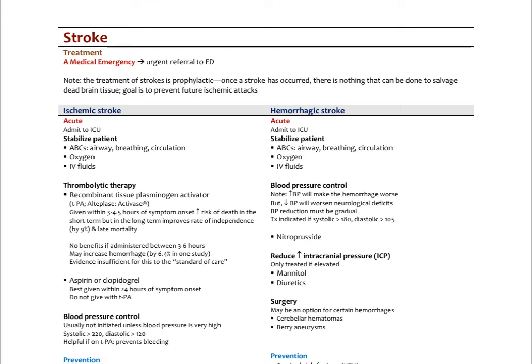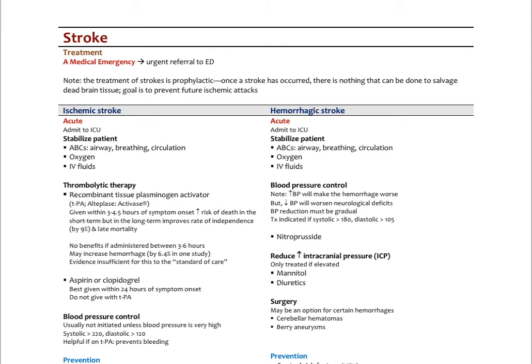So let me say a few words about treatment here. Again, this is a medical emergency. Patients need urgent referral to the emergency department. And there's no magic bullet. Basically, a lot of the treatment of strokes is prophylactic. Really, once a stroke has happened, there's nothing that can be done to salvage dead brain tissue, but the goal is to prevent future ischemic attack, if it's an ischemic stroke.